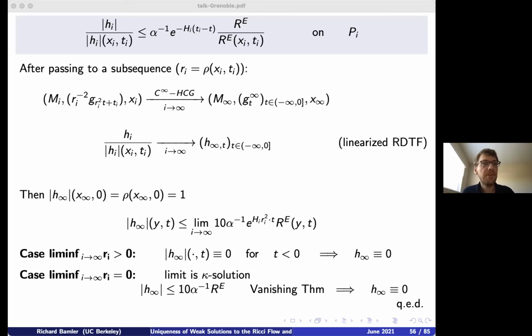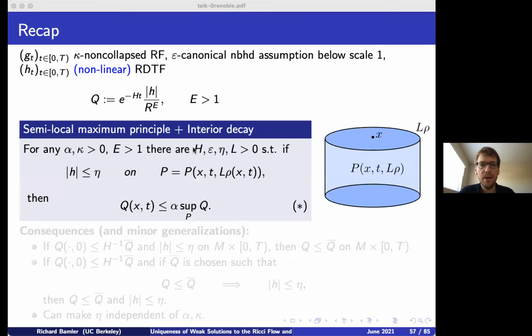So I hope this was not too technical. Are there any questions? Okay, so let me just recap. All we need is the statement for the remainder. So what we've proven is that as long as h is small enough, smaller than some threshold, we can make a statement on this quantity q, which essentially controls h. So q in the interior of some large enough parabolic neighborhood is bounded from above by its supremum.